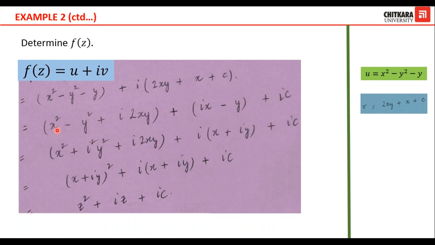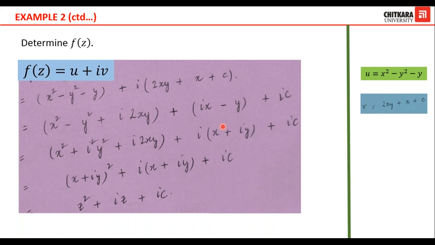x square I've kept constant, minus y square I've kept constant. Then I've taken this term, iota 2xy, and I'm writing it over here. Then the next term, I'm writing iota into x. Then I'm writing minus y over here. And the last term is iota into c, right? Now, this minus y square can always be written as iota square y square, right? Rest of the terms have not been changed.